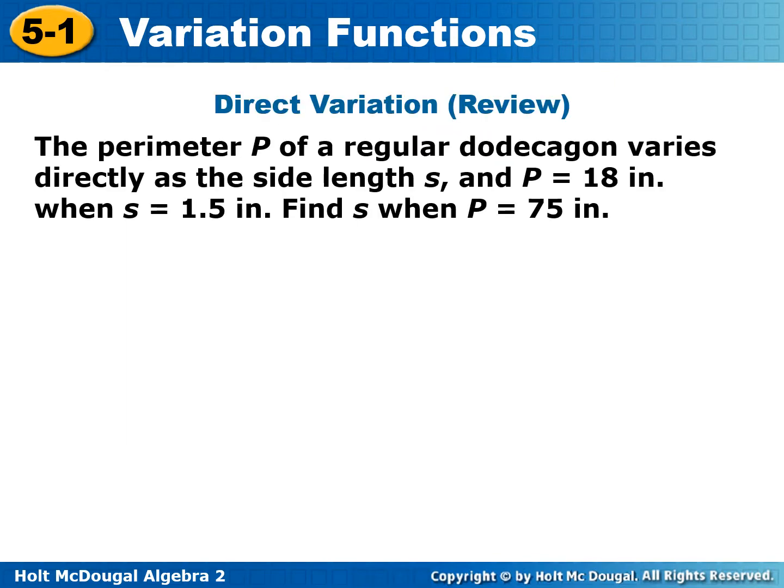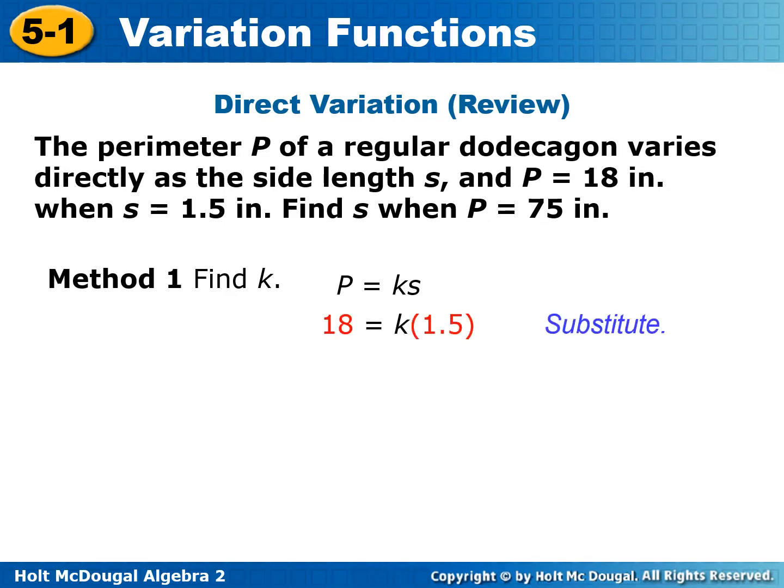So let us have a recall of what we have learned from direct variation. The perimeter P of a regular dodecagon varies directly as the side length S, and P equals 18 inches when S equals 1.5 inches. Let us find S when P equals 75 inches. The first thing we need to do here is to use method 1. So let us find K using P equals KS. In here, we are just going to substitute our P and S.